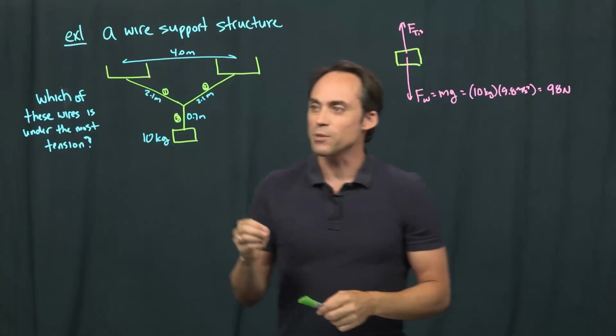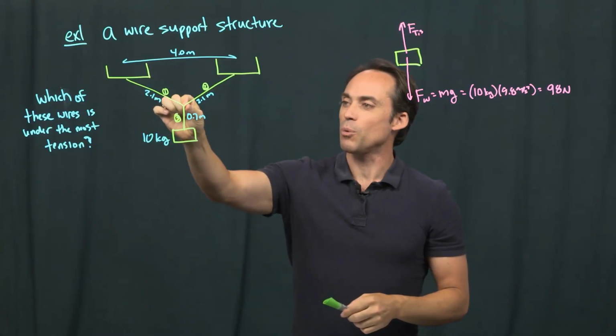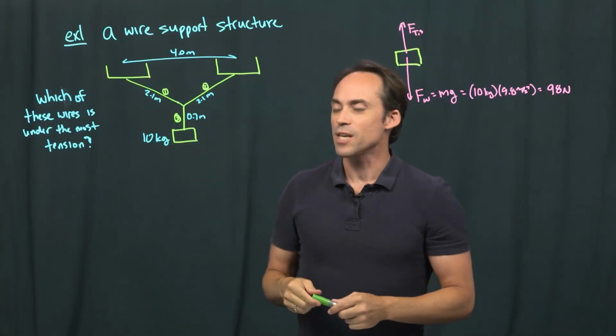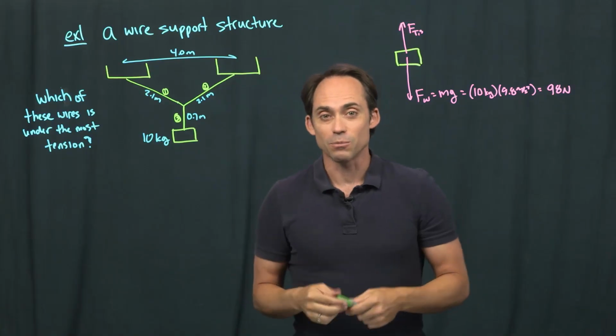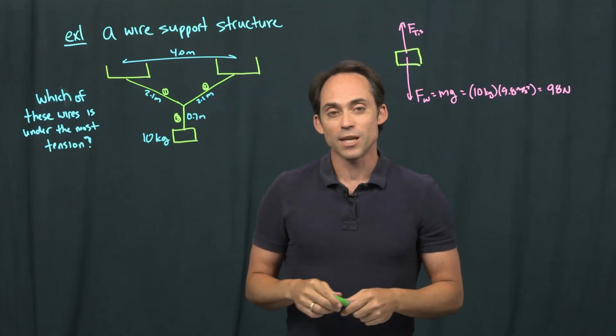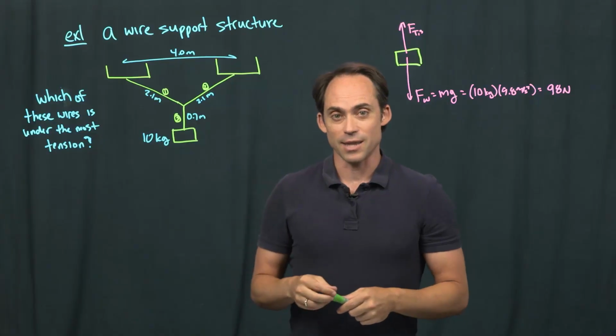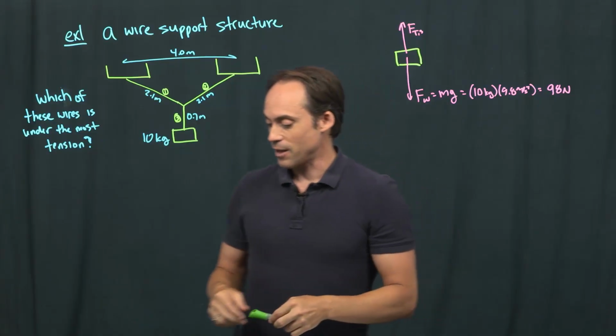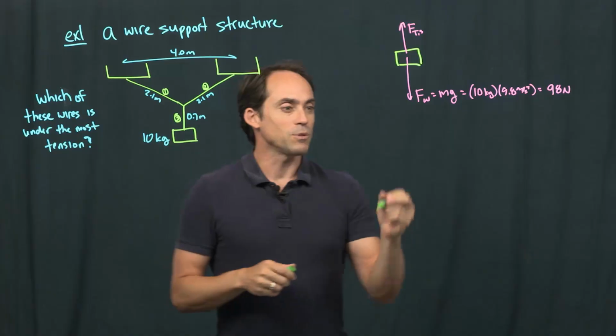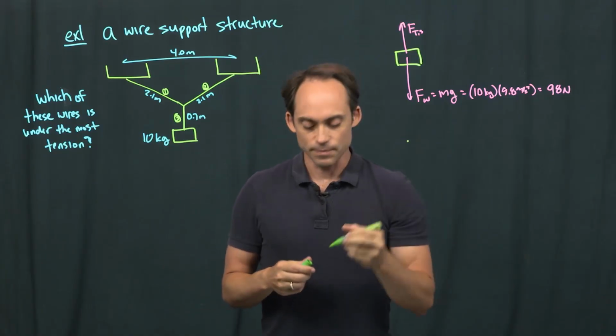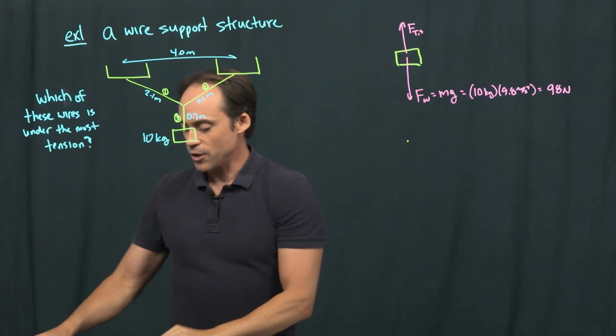So now where else can we consider forces? Well, we've got this connecting point between these different wires, and that point is also not going to move. It's a statics problem. So we can assume that there's going to be a force balance at that point as well. So let's take a look at what's happening at the forces there. So I'm just going to draw that point down here and look at the forces acting.